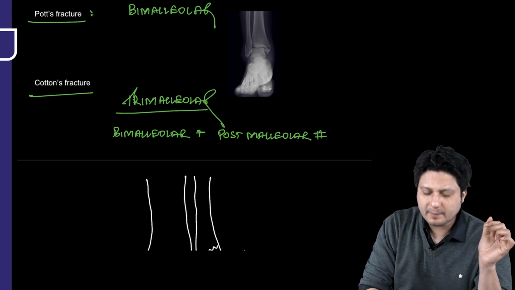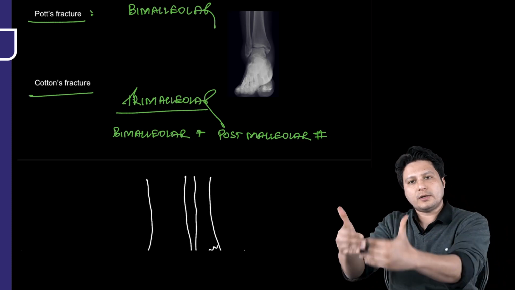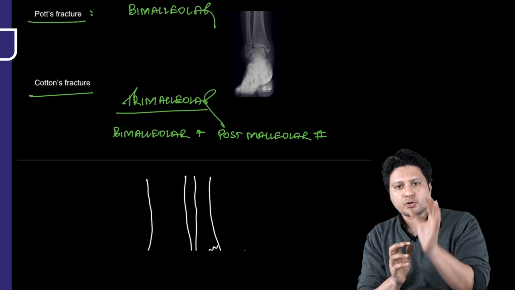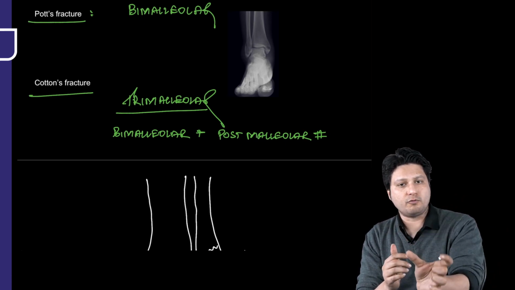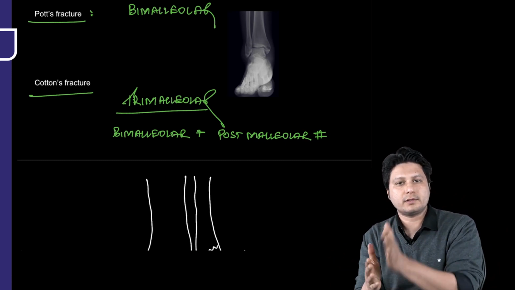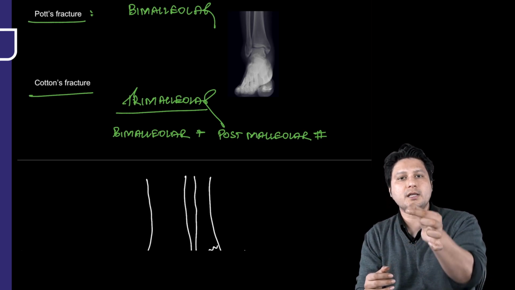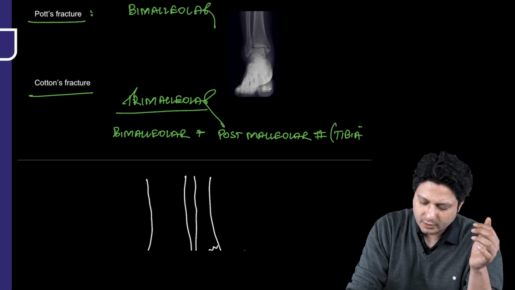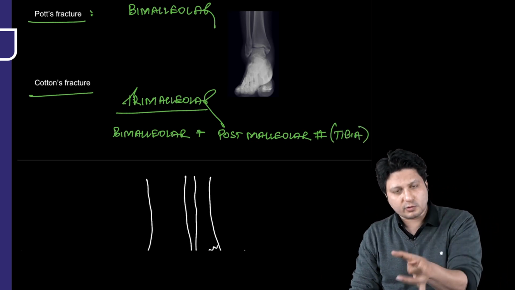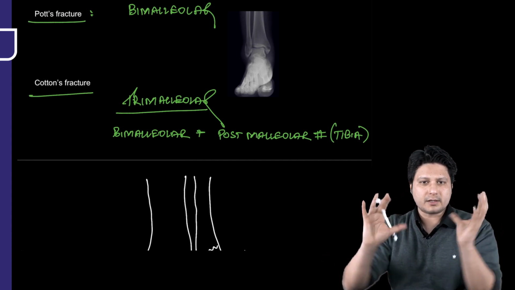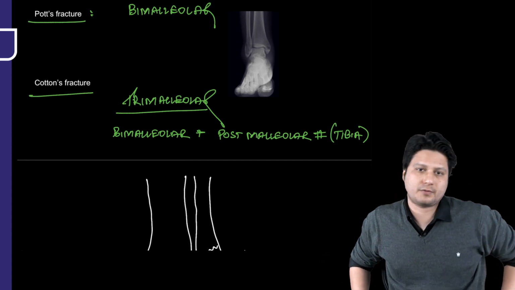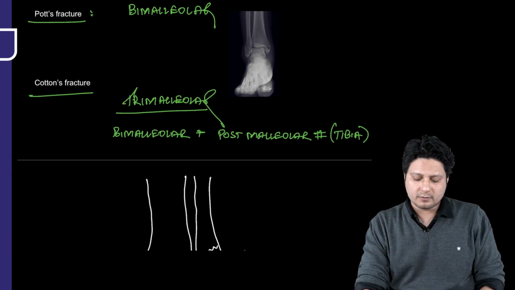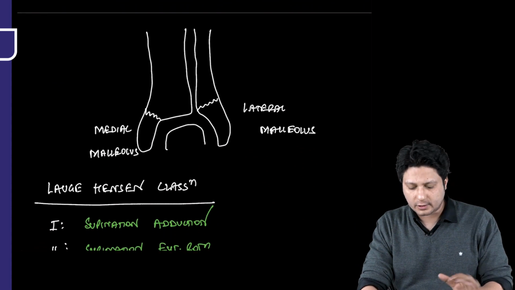Now some of you might be getting confused about which bone involvement is known as a posterior malleolar fracture. The posterior malleolar fracture is not a fracture involving the talus. It is neither a fracture involving the calcaneum. It is simply the fracture of the posterior part of the tibia. So the posterior malleolus is again a part of the tibia. So if the posterior end of the tibia is also fractured, then it will be an unstable kind of fracture which requires fixation and precise reduction of the ankle joint, which is known by the name of trimalleolar or the Cotton's type of fractures.